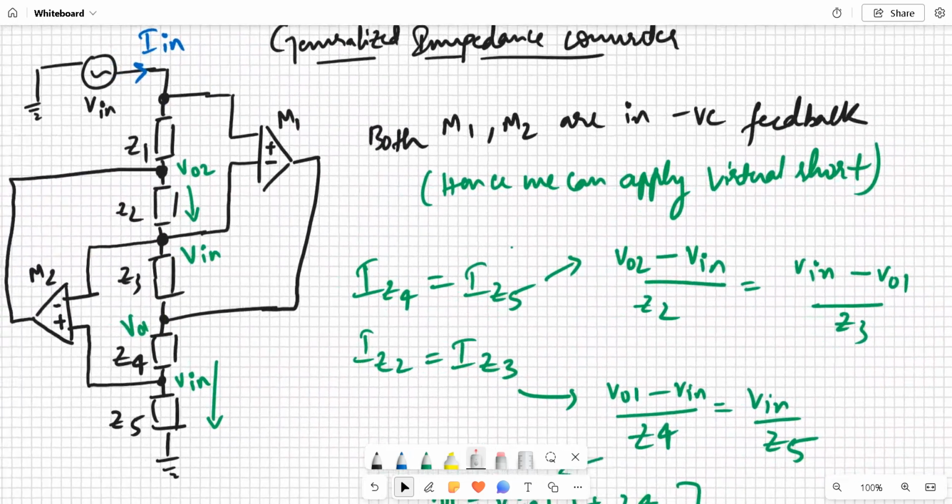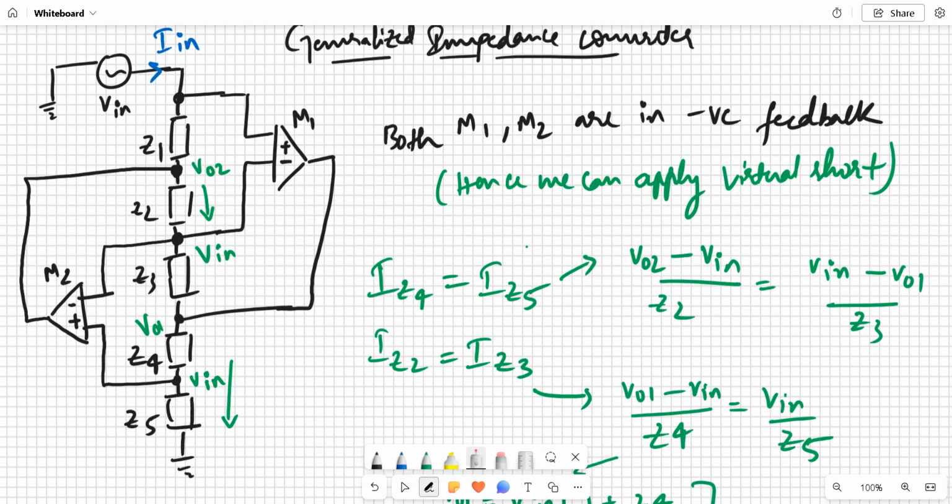Yeah. So, because we know that the virtual short is being applied, and the op amp is in negative feedback, the op amp will not take any current. Here this op amp is not taking any current, and also this op amp is not taking any current, so the current flowing through Z2, assuming it is in the downward direction, will be equal to the current in Z3.